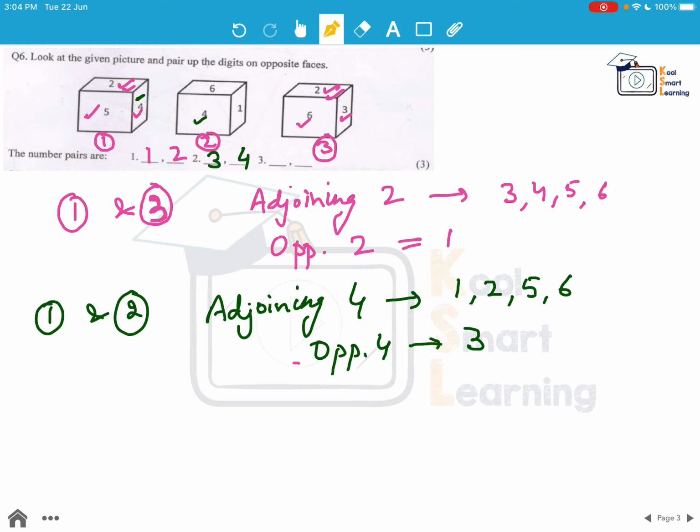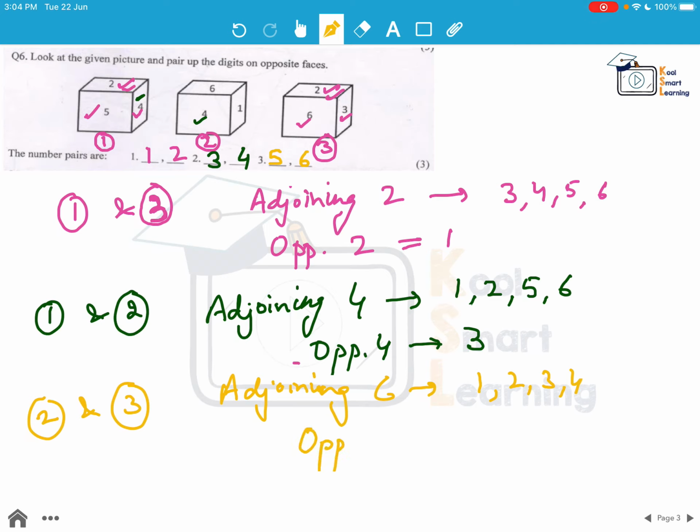Now let's take a look at the second and third figure. Even if we don't take the figure, we know that the adjoining pair will be 5 and 6, but let's still take the second and third figure. So 6 is common. So what is adjoining 6 is 1, 2, 3 and 4 from the two figures.